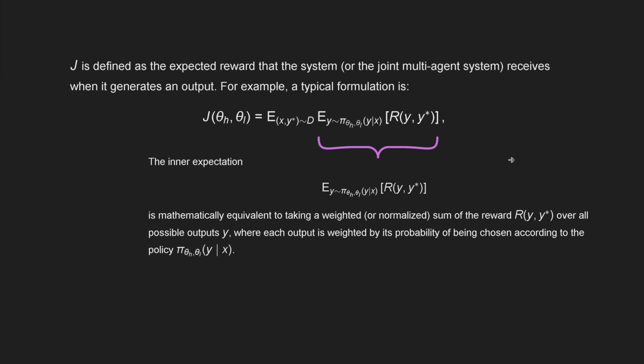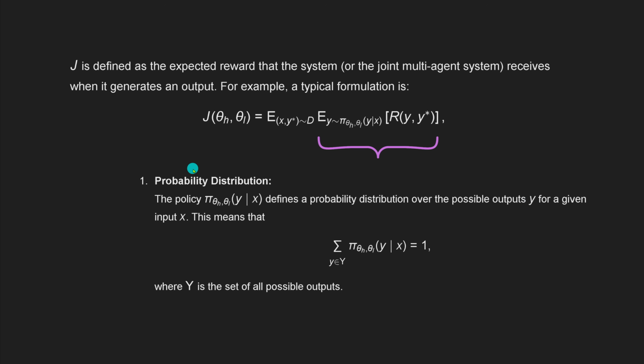Here we have the inner expectation. The inner expectation is equivalent to taking a weighted or normalized sum of the reward function over all possible outputs y, where each output is weighted by its probability of being chosen according to the policy of the system. So this is rather easy to understand, this particular notation.